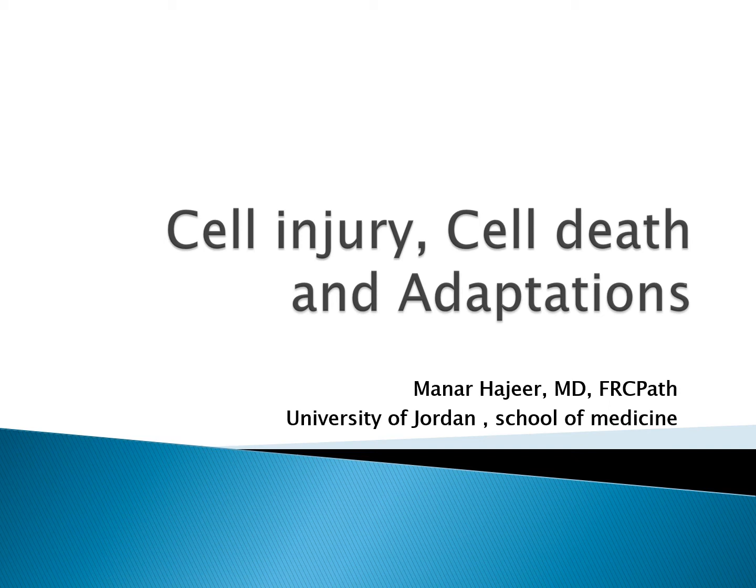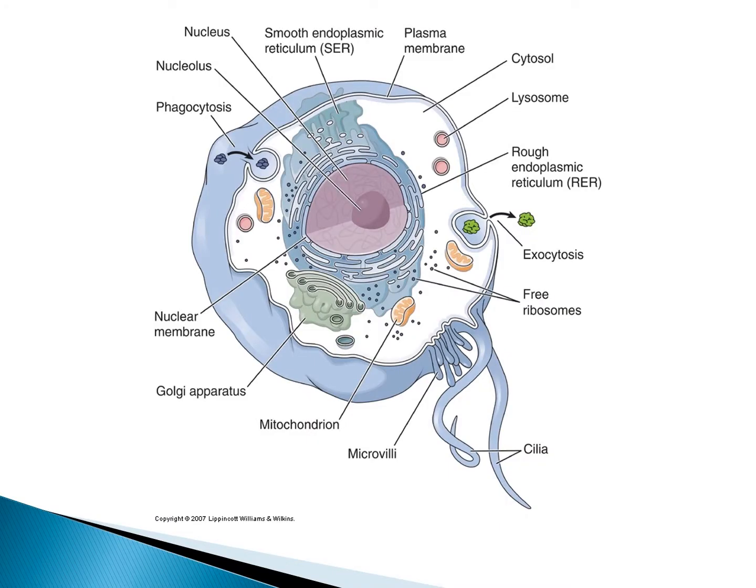Hello, everybody. During the series of these 5 lectures, we will discuss the topic of cell injury, cell death, and adaptations, which belongs to Chapter 2 in your Robbins and Cotran Basic Pathology book. So our body, as you all know, is made of the basic unit, which is called the cell.